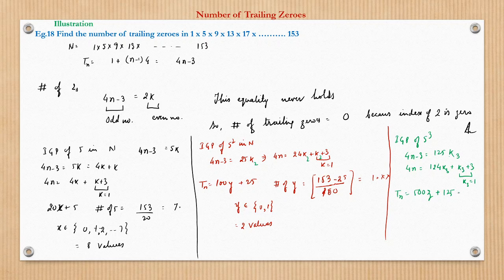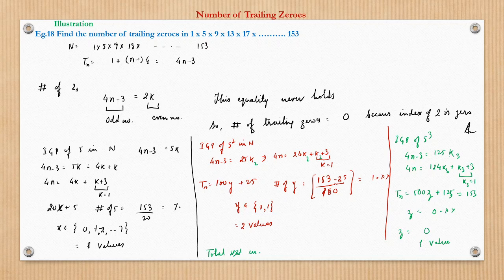So this we will equate to 153. We get Z is equal to 0 decimal something. So therefore, what all values can Z take? Z can take only 0. So therefore, one value, right?